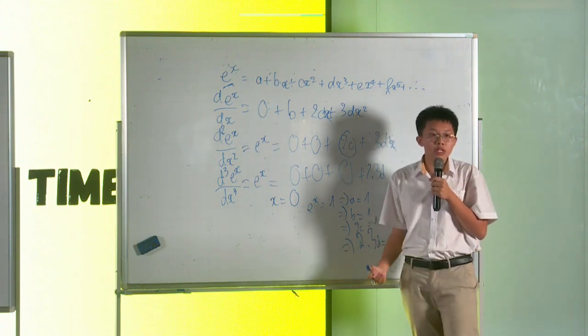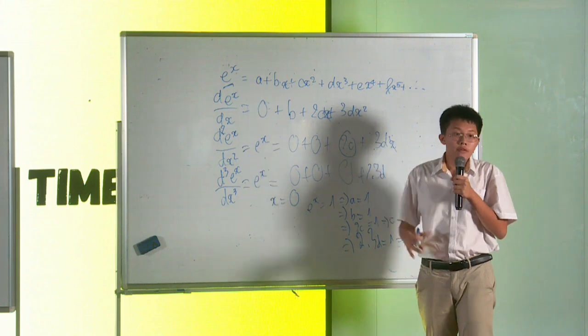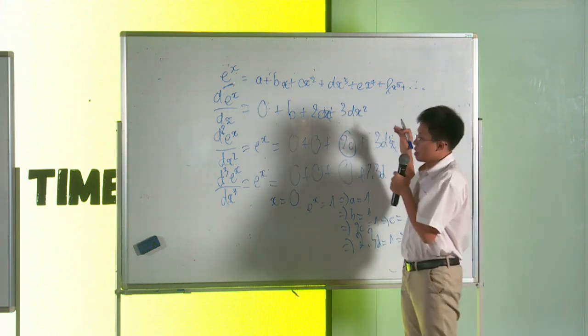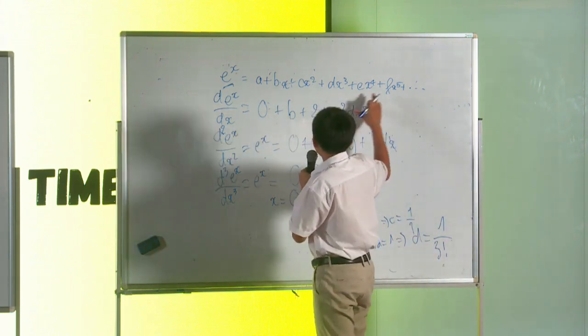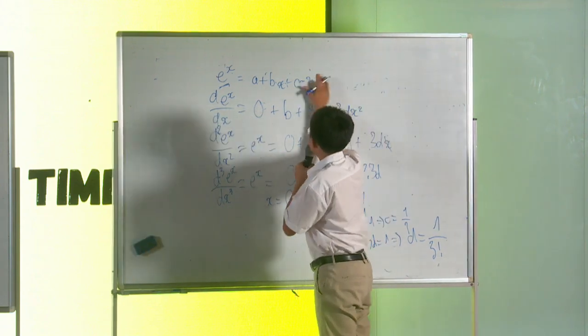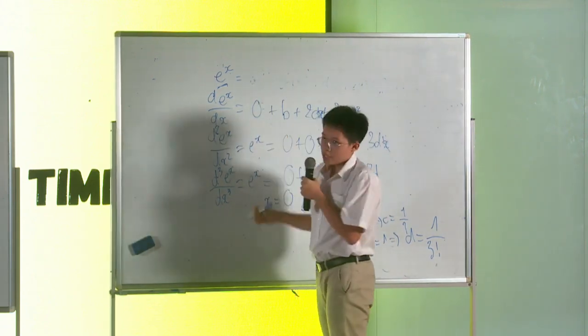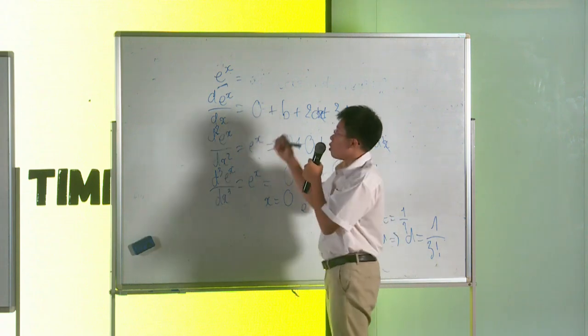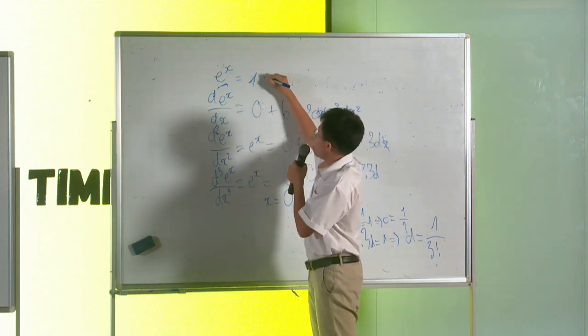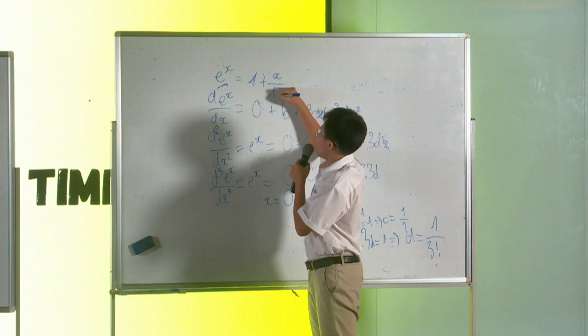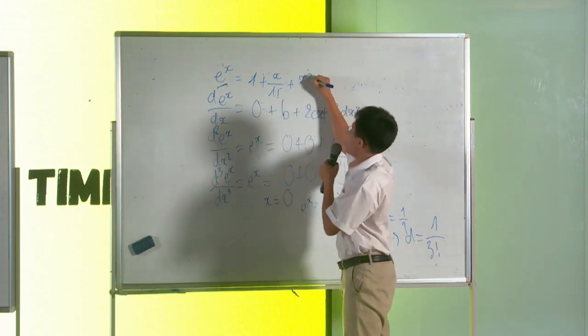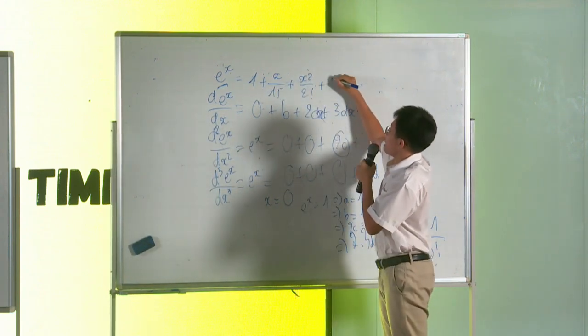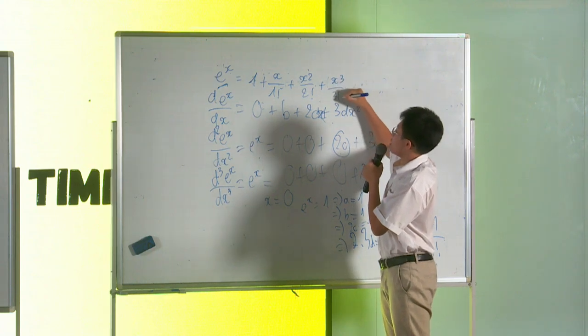And if we keep doing this, we would finally get every term of this function, and we could replace it into the function itself. So e to the power of x, the exponential function, would be equal to 1 plus x over 1 factorial plus x squared over 2 factorial plus x cubed over 3 factorial, and so on and so forth.